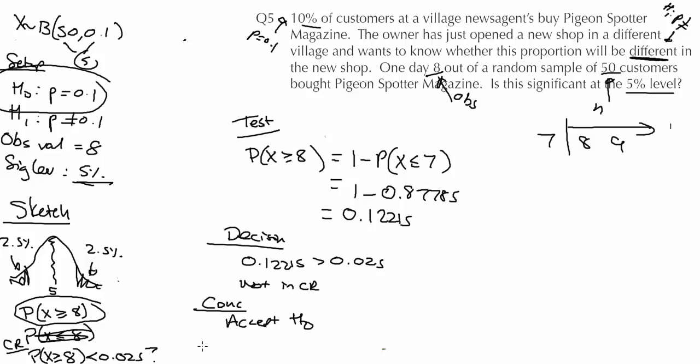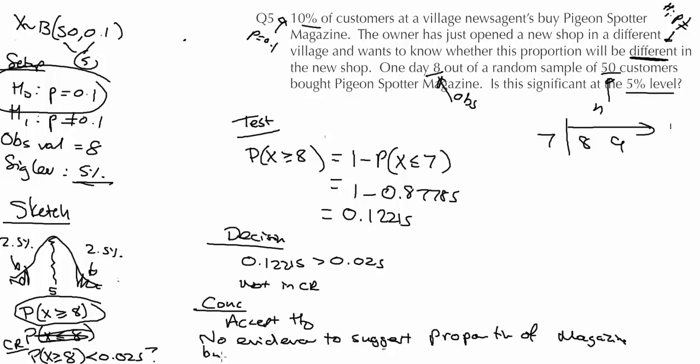So there's no evidence to suggest the proportion of magazine buyers is different in New Village. You could have said as well, no evidence suggests that it's not 10% in the New Village, or anything like that.